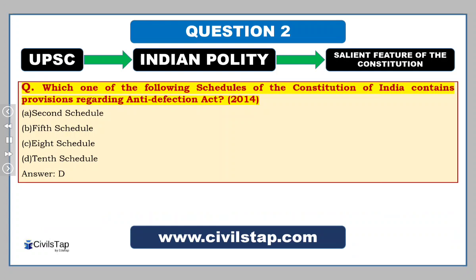Q. Which one of the following schedules of the Constitution of India contains provisions regarding the Anti-Defection Act? 2014. A. 2nd Schedule, B. 5th Schedule, C. 8th Schedule, D. 10th Schedule. Answer, D. Question 2. UPSC Indian Polity, Features of the Constitution.